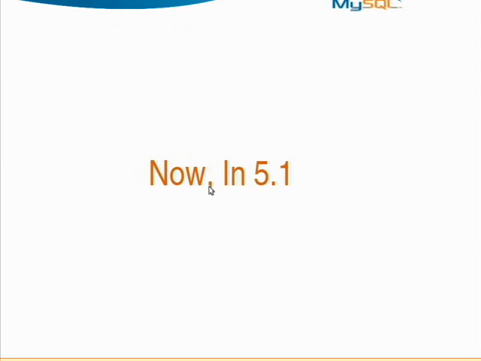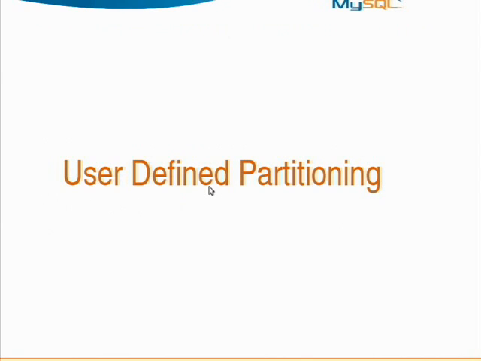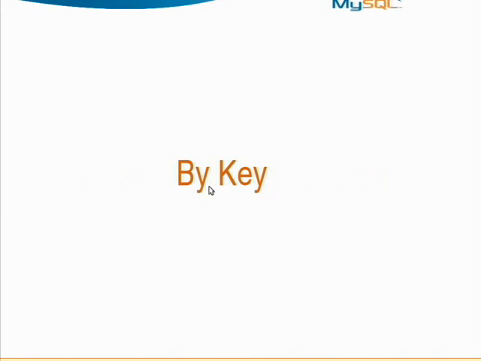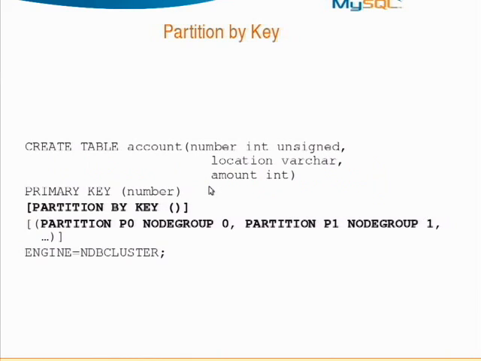But in 5.1, we can do user-defined partitioning. So instead of having this automatic thing that happens in the background, you as a user via SQL can type in where you want things partitioned. So you can partition by key, which means you can put in your own key specifiers in there and your own node groups depending on where you want different tables to go.